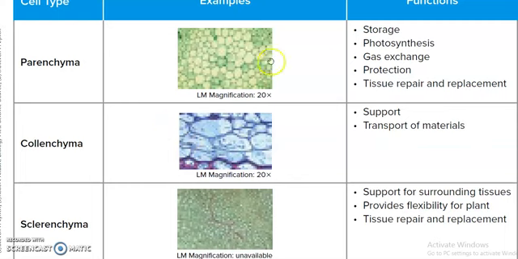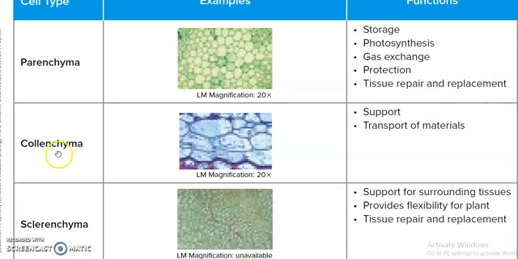Now returning back to the table that we have in our book, let's talk a little bit about the function of each type. Parenchyma are helpful in the storage of the material that the plant or the cells are in need of. They help the process of photosynthesis, also the process of gas exchange. You know that plants take in carbon dioxide and get rid of oxygen. They are helpful in the protection of plants from being destroyed. Tissue repair and replacement also, since they are considered as undifferentiated cells.